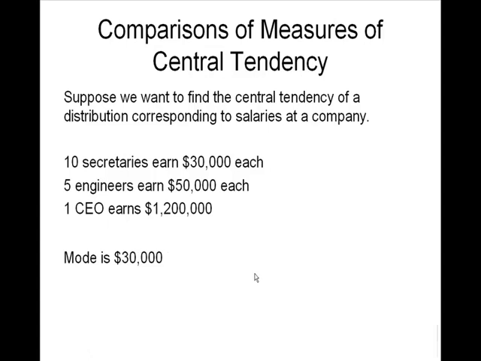If we were to calculate the mode, we'd be looking for the most frequently occurring salary, and since 10 secretaries earn 30,000, the mode would be 30,000. So what you'll notice is that we get different values depending on the measure that we use, and that should be expected.